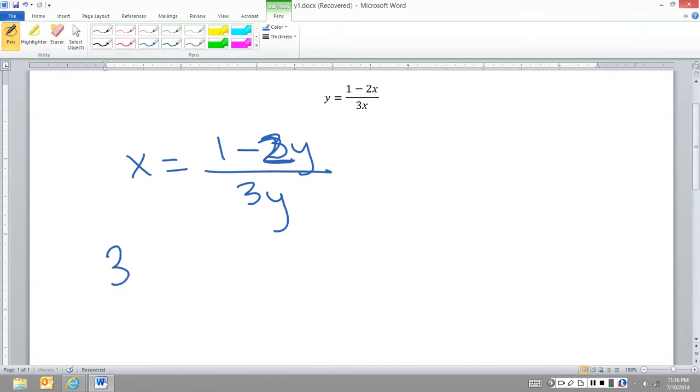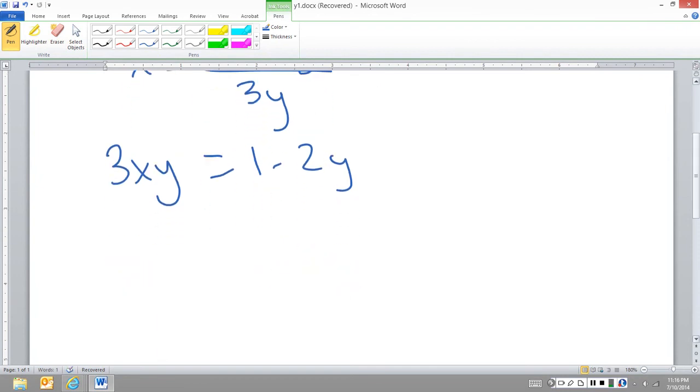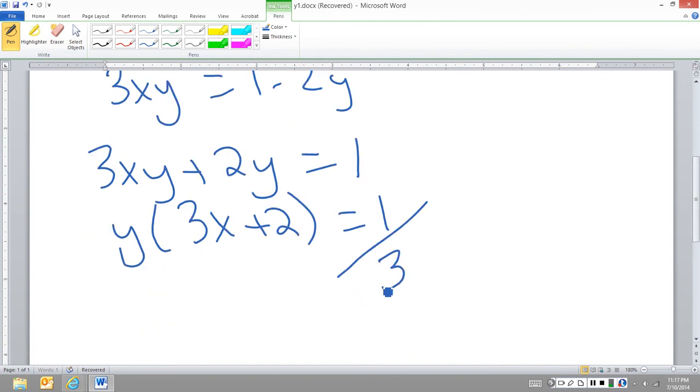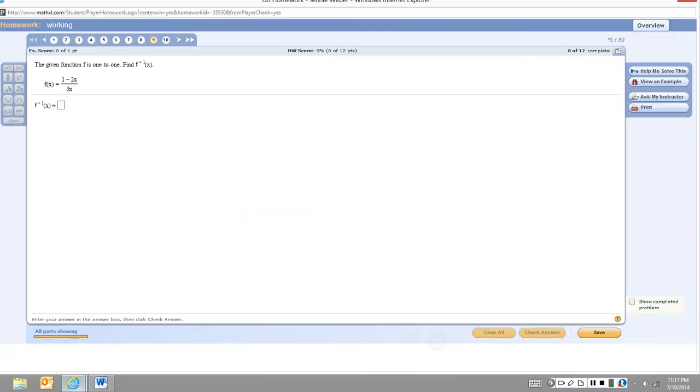So 3xy on this side equals 1 minus 2y. Now I want my y's together, so I have 3xy plus 2y equals 1. Bring a y forward: y times (3x plus 2). And then I divide both sides by 3x plus 2. So then y equals 1 over 3x plus 2, and this is our inverse.